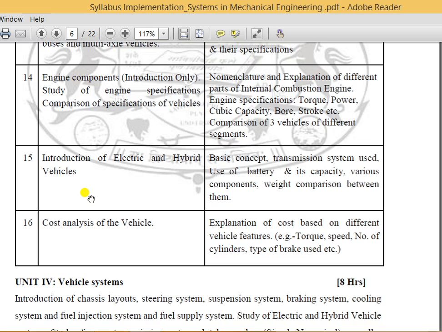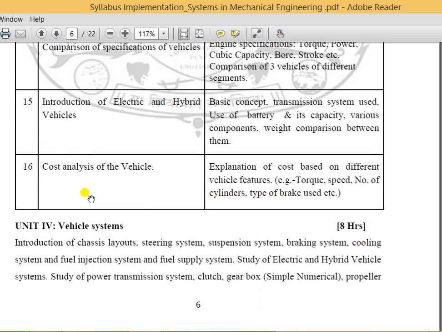Okay, cost analysis: I have already talked about this in my earlier video as well as in classroom sessions. Depending on what facilities or things are provided in a vehicle, the cost changes as per the quality of the component as well as the facilities available in it. So try to work on that.